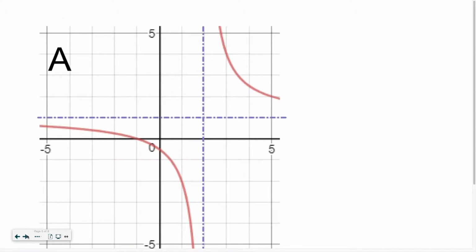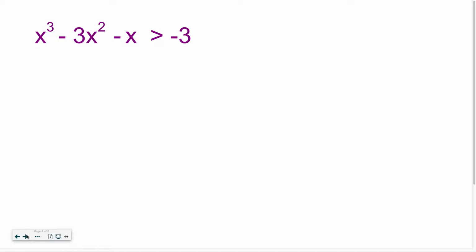Oh, I went too far. x cubed minus 3x squared minus x greater than negative 3. Okay, step 1, make sure one side of the inequality is equal to 0. Since that's not true, what could we do? Add 3 to the other side.